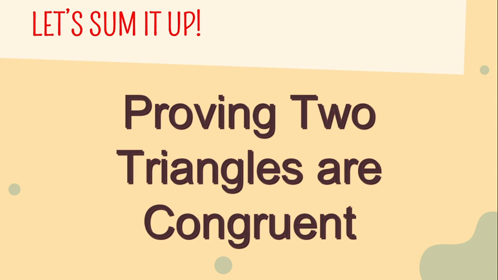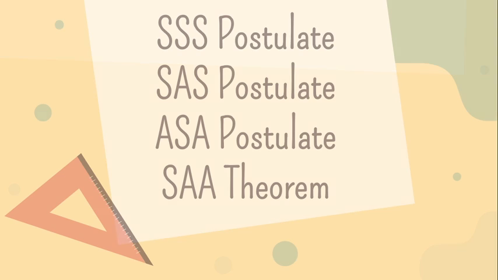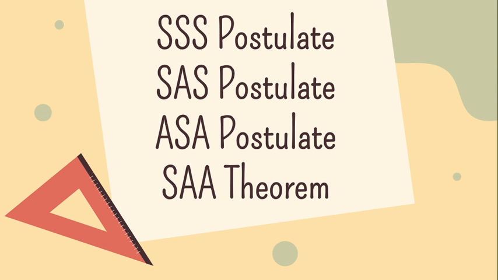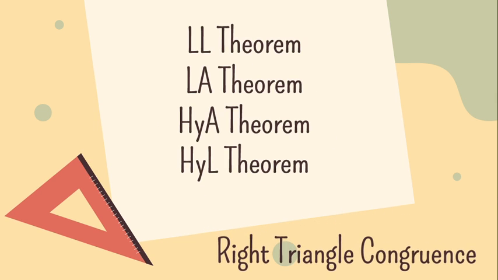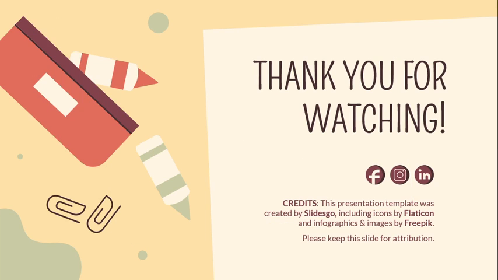So now let's sum it up. So proving two triangles are congruent. So we have the SSS postulate, the SAS postulate, the ASA postulate, and the SAA theorem. Then we discuss the right triangle congruence, which are the LL theorem, LA theorem, the HYA theorem, and the HYL theorem.